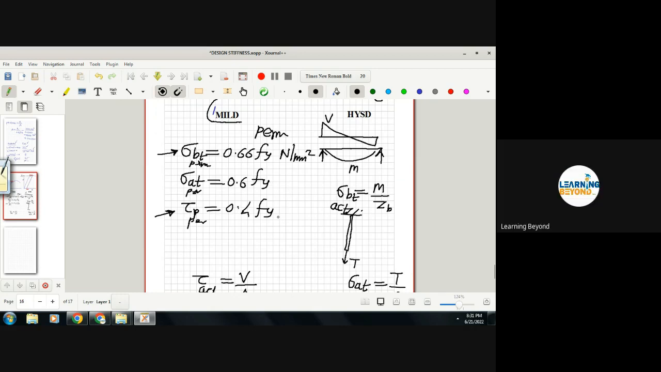See, whenever I say permissible stresses are less, that means factor of safety is more or less? More. Because whenever I calculate any permissible stress, I divide that by factor of safety. This is permissible stress, na? That means factor of safety for shear is very high.